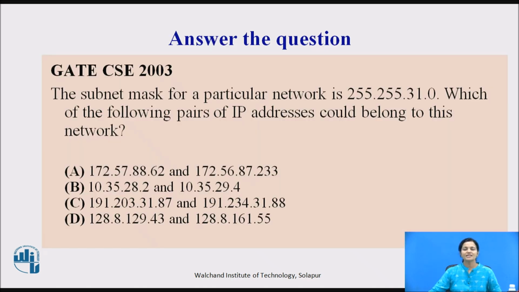First, try to answer the question. The subnet mask of a particular network is 255.255.31.0. Which of the following pairs of IP addresses could belong to this network? Try to answer this.